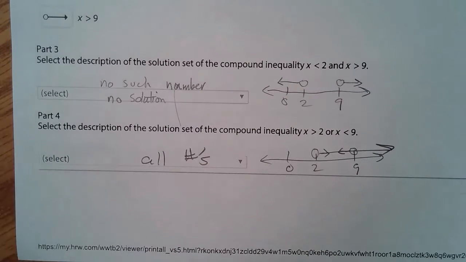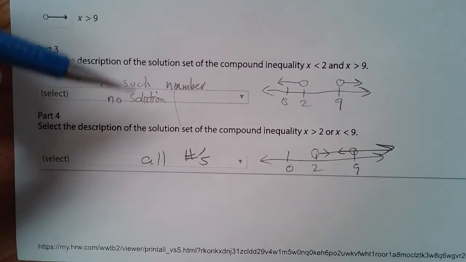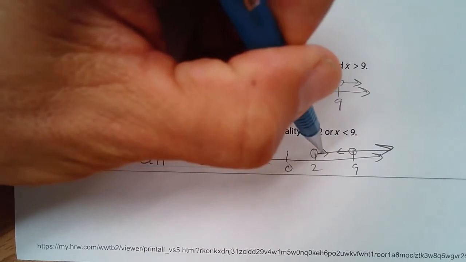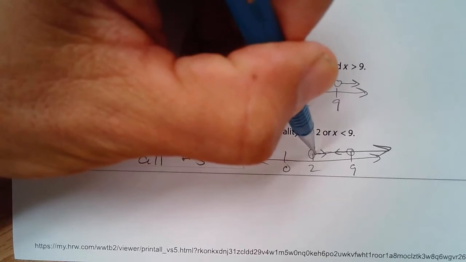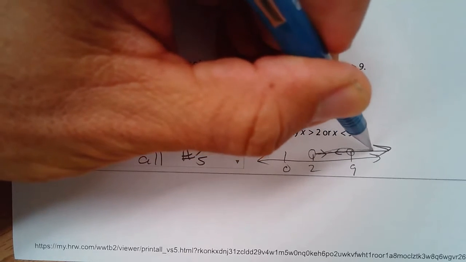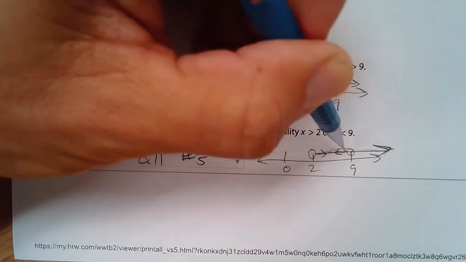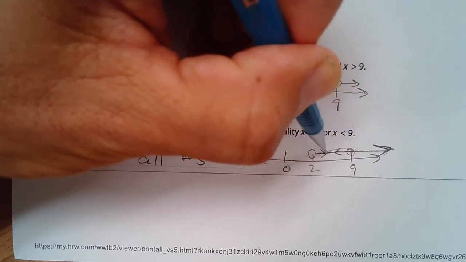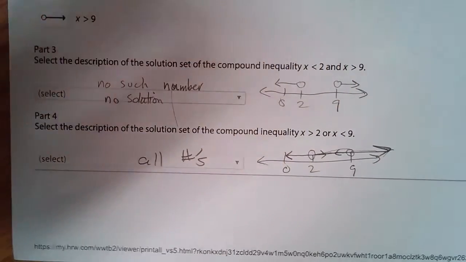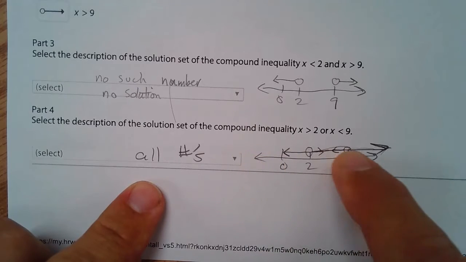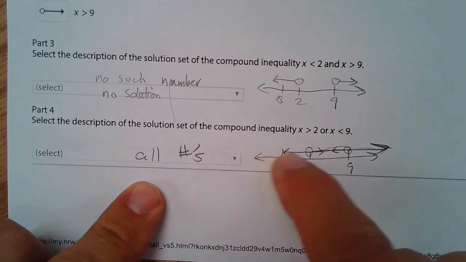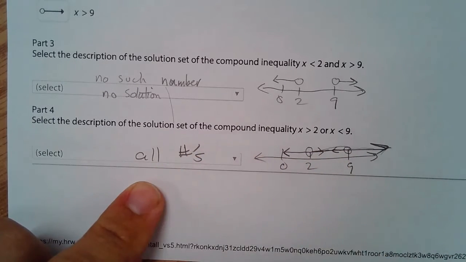Let me explain. It has to be bigger than 2, and the numbers bigger than 2 go way beyond 9. The numbers less than 9 go beyond the 2, way that way. So what do we have left? We have every single number possible. So all numbers are the solution for that one.